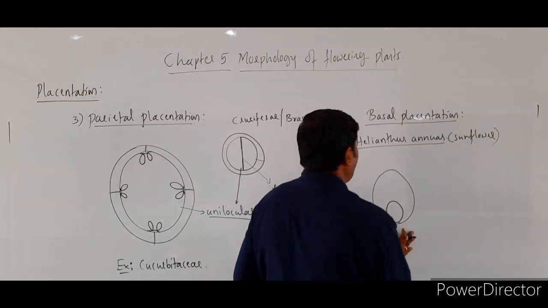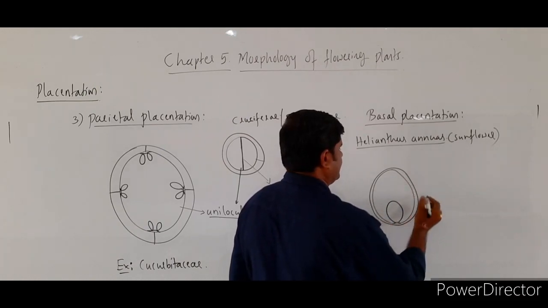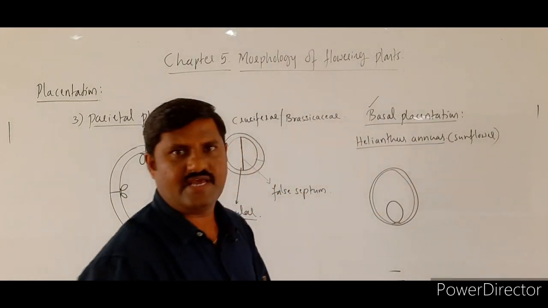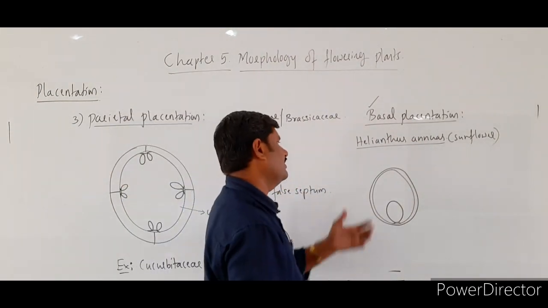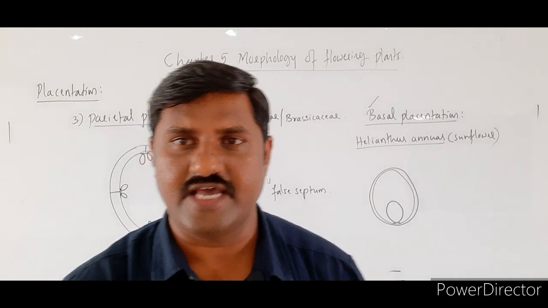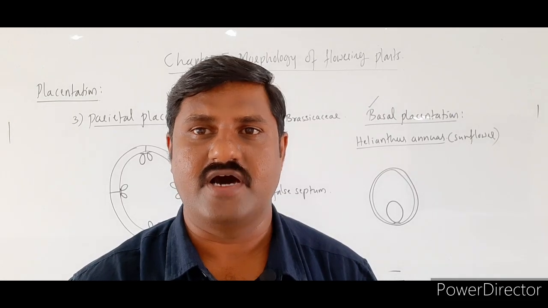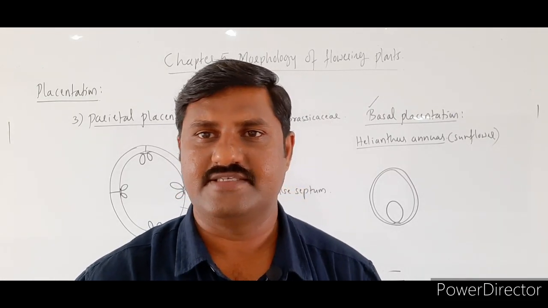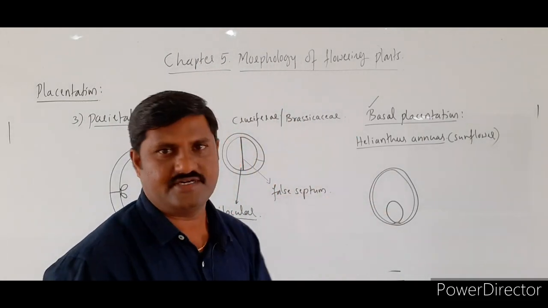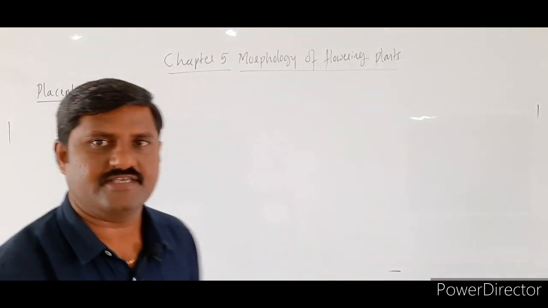This kind of placentation is called what? Basal placentation. The best example is Helianthus annuus, right. So this is one more type of placentation. How many placentations have we discussed? Number 1, marginal placentation. Number 2, axile placentation. Number 3, parietal placentation, and number 4, basal placentation. And the next type of placentation is free central placentation.